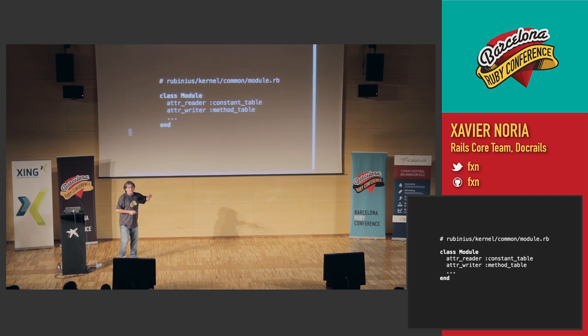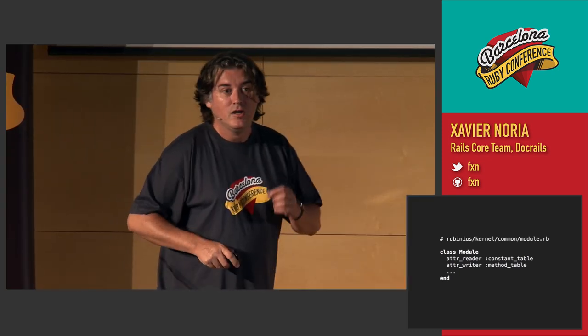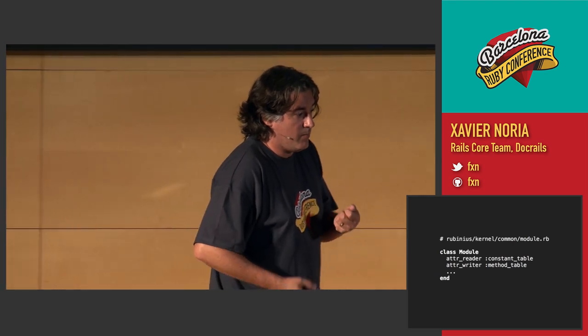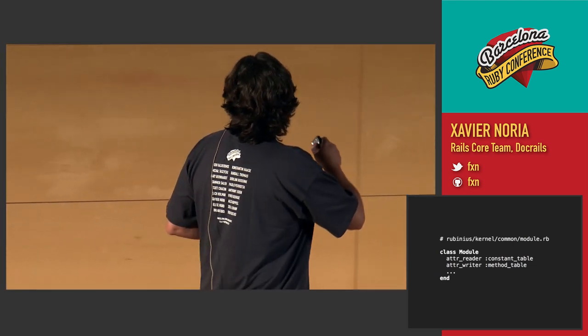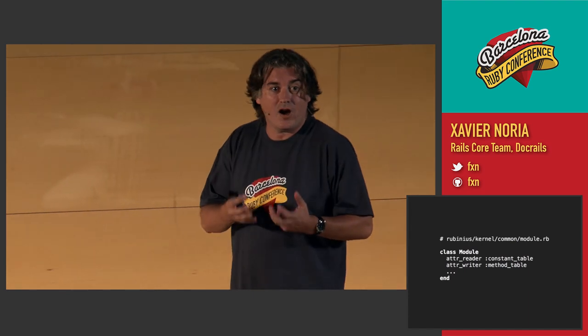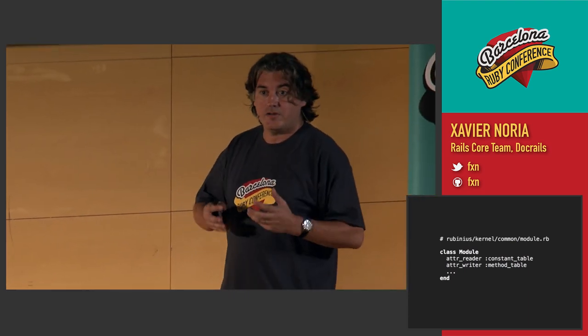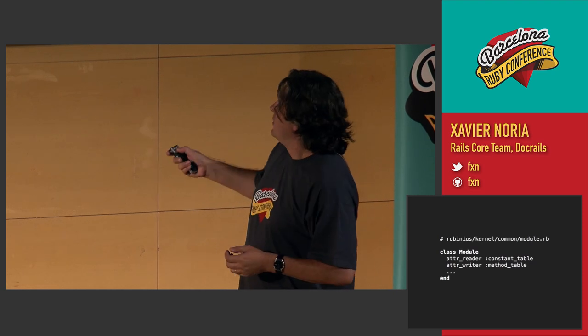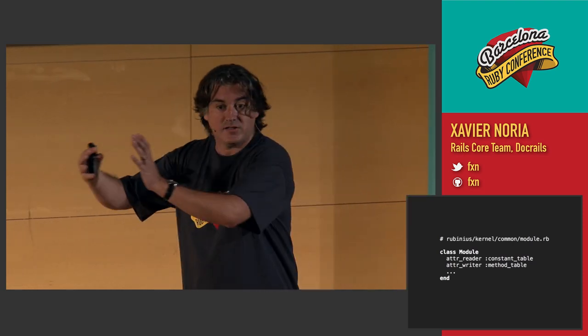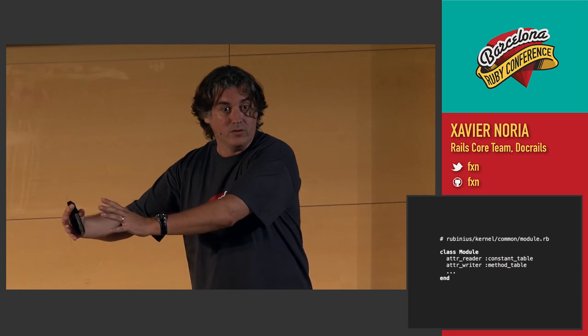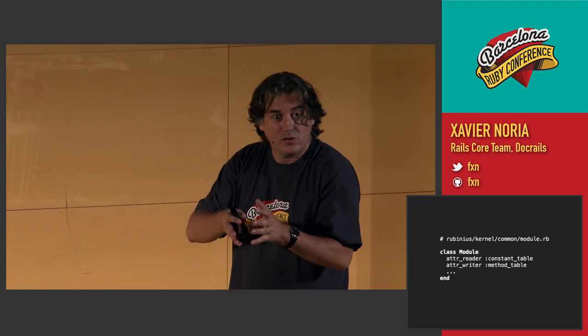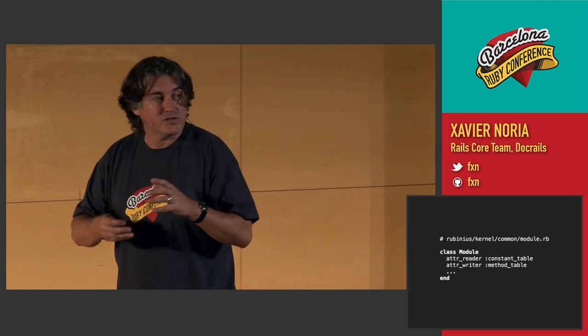So this is a snippet from Ruby news where the module class is implemented. And you see, the module class has a constant table. So constants belong to modules in a very literal way. There's an actual constant table, which is like a hash table. You can think about it like a symbol table that stores constants and associates the constants to their value. So constants belong to modules, and top-level constants belong to Object.